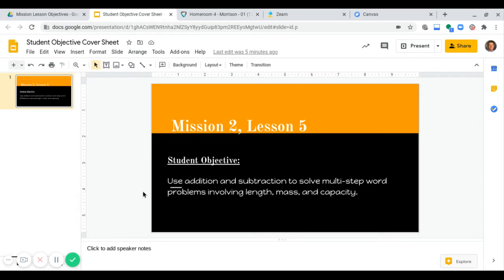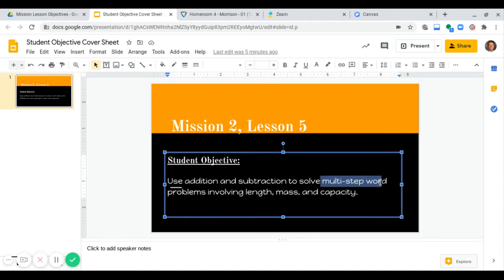And we're going to use those conversion skills. You know, you're talking about grams, kilograms, milliliters, liters, etc. And the only difference is now we're going to solve multi-step word problems with them. So now we're going to use those skills to solve word problems. And notice a couple keywords there. We're going to use addition and subtraction. So we might use either one of those. Might use them both. And then multi-step word problems.